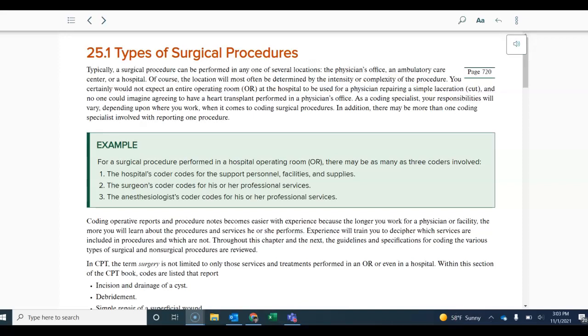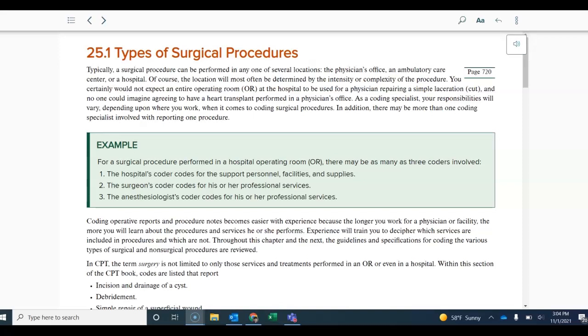So we're going to move on to Chapter 25. Chapter 25 covers the entire surgery section of the CPT book. It covers from, I think it's page 83, all the way up to page 508. Okay, so if you'll notice, that section is going to be broken down by body system. So you're going to have integumentary, musculoskeletal, respiratory, digestive, etc.